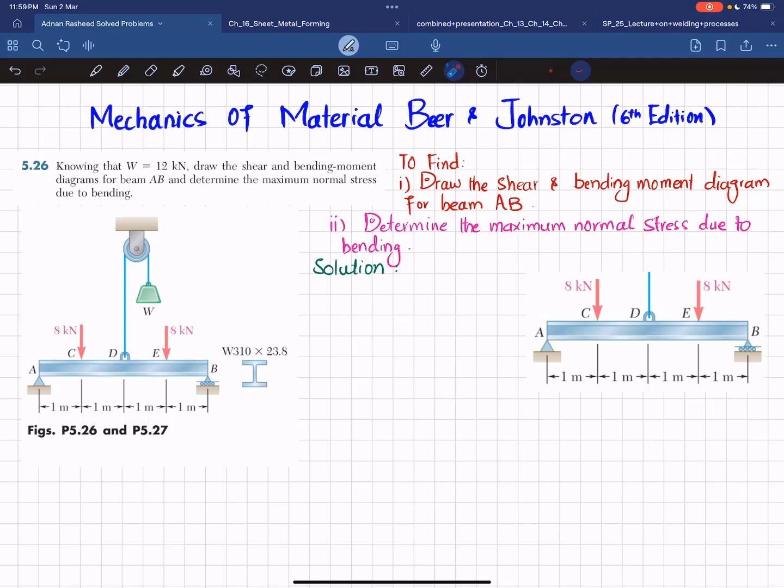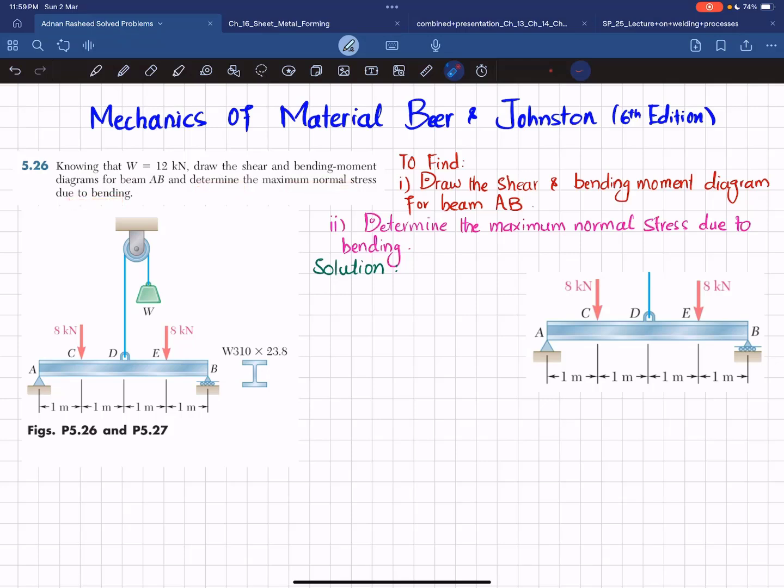Back in this video, we are going to solve problem 5.26 that is taken from Mechanics of Material, Beer and Johnston, 6th edition. So statement is knowing that W is 12 kilonewton, draw the shear and bending moment diagram for beam AB and determine the maximum normal stress due to bending.